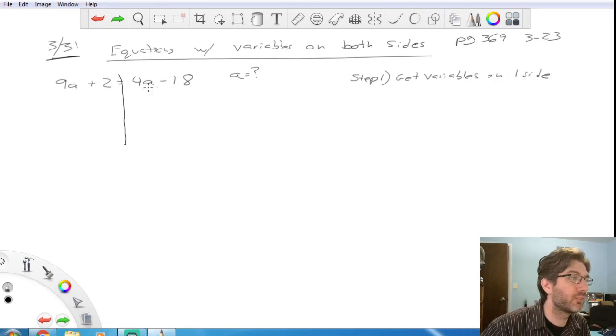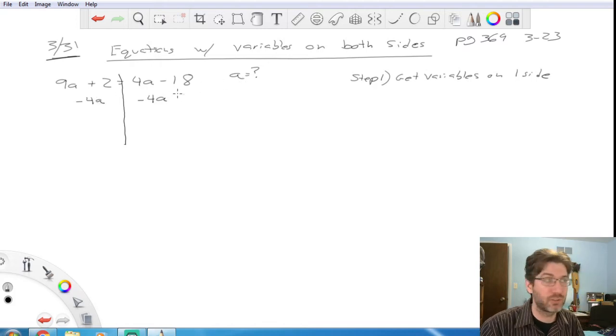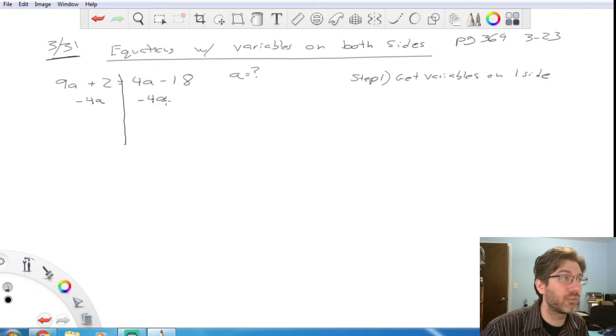So what I'm going to do is move the 4a over, because the opposite of adding 4a, and I'm just going to group this as one term, is subtracting 4a. So I'm going to subtract 4a from this side, and I'm going to subtract 4a from this side. Just like you do in your algebra stuff, we're just taking that variable with it. And 4a minus 4a is going to cancel. So this is going to cancel over here. It's going to leave me with a negative 18. Don't lose your sign. And over here, 9a minus 4a can combine.